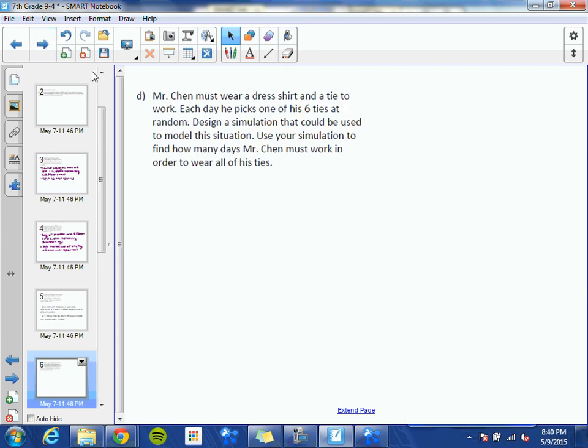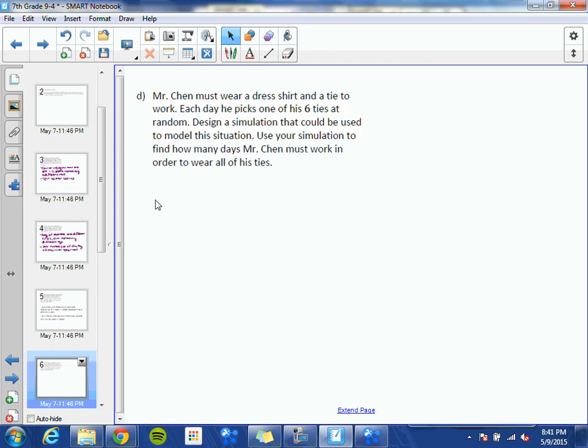Mr. Chen must wear a dress shirt and a tie to work. Each day he picks one of his 6 ties at random. Design a simulation that could be used to model this situation. Use your simulation to find how many days Mr. Chen must work in order to wear all of his ties.